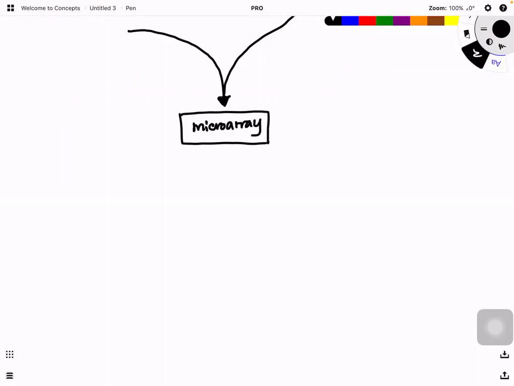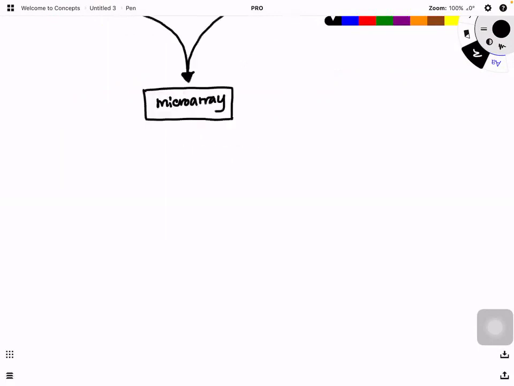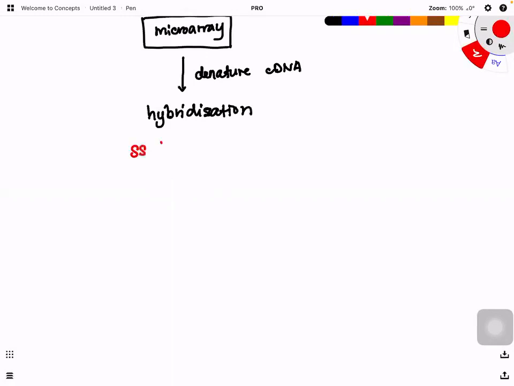In the microarray, what will happen here is, because cDNA is double-stranded, we have to denature the cDNA, and then we let the hybridization take place. Now, what is hybridization? In this process, the single-stranded cDNA will hybridize to the single-stranded DNA probe, the immobilized one. Are you clear?